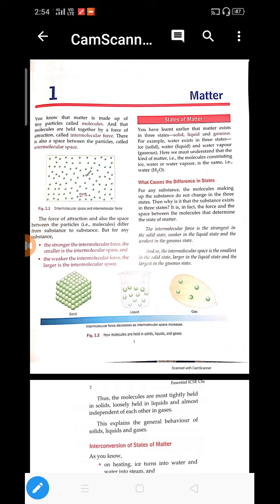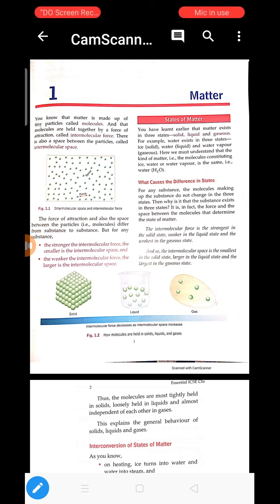And here we know about the states of matter that you have studied in earlier classes. There are three states of matter: solid, liquid and gaseous. For example, water also exists in three states. What are the three states? Ice is the solid state, water is the liquid state, and water vapor is the gaseous state. And here we must understand that the kind of matter, that is the molecules making up ice, water or water vapor, is the same: water, H2O.